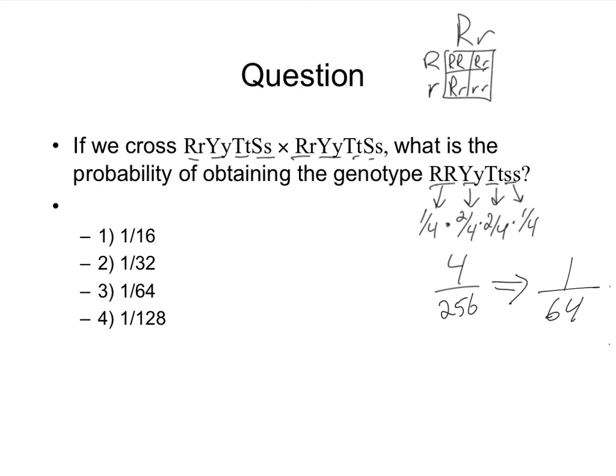So if we have this test cross, what's the probability of getting this particular genotype? I would take 1/4, 2/4, 2/4, and 1/4. That gives me 1 out of 64, and that is this answer here.